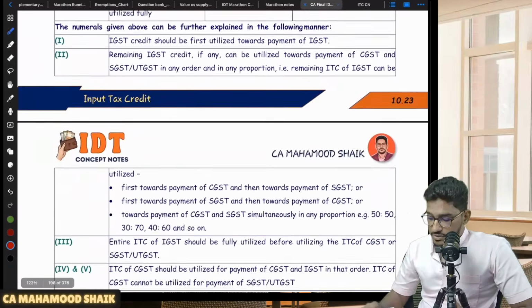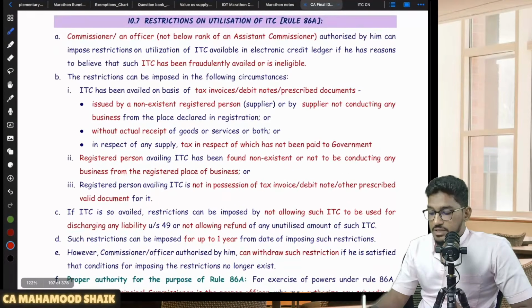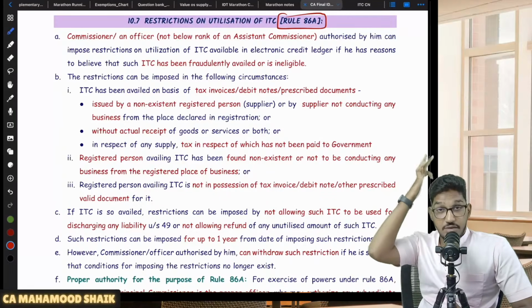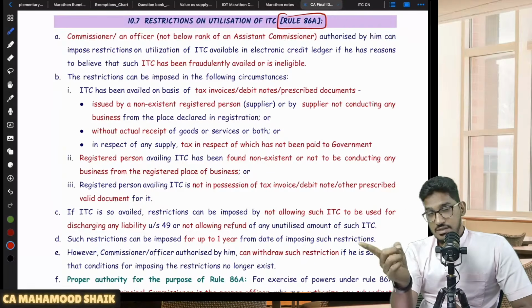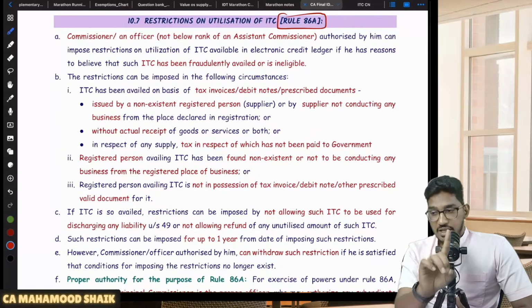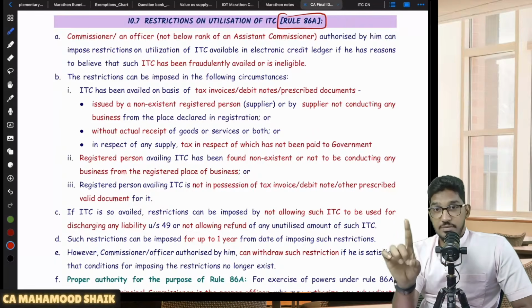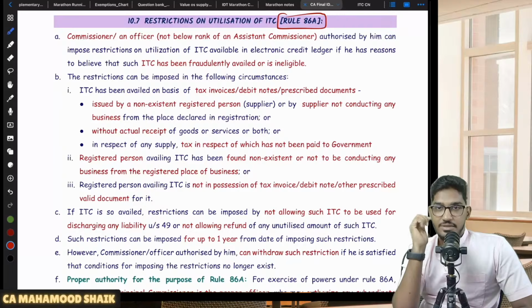So a few more things I would like to say here. Two more rules I would like to explain. One is Rule 86A. Sometimes there will be restriction on utilization of ITC. Sir, what do you mean by restriction on utilization of ITC? You have claimed ITC. ITC has been shown in your GSTR 2B, even under the available category only, and you have claimed that ITC in your GSTR 3B. That amount was credited to your electronic credit ledger. But in the electronic credit ledger, they will restrict it.